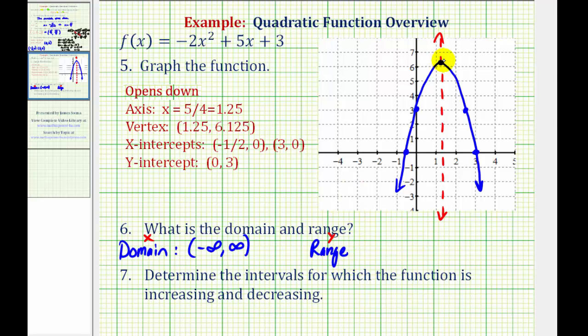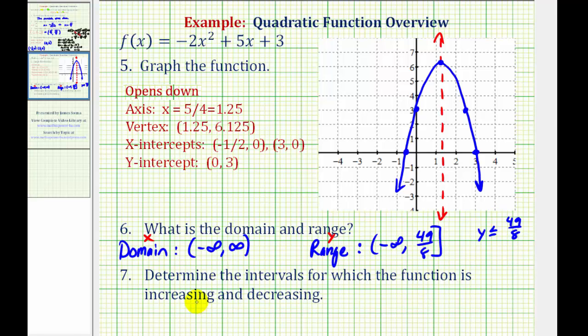Then for the range of the possible y values, notice how the largest y value is the y-coordinate of the vertex, which is 6.125, and then from there, all of the y values are less than that. So we can express the range using interval notation as the interval from -infinity to 6.125 or 49/8, and it does include this value, so we have a closed interval here. We could also express this using inequalities as y is less than or equal to 49/8.